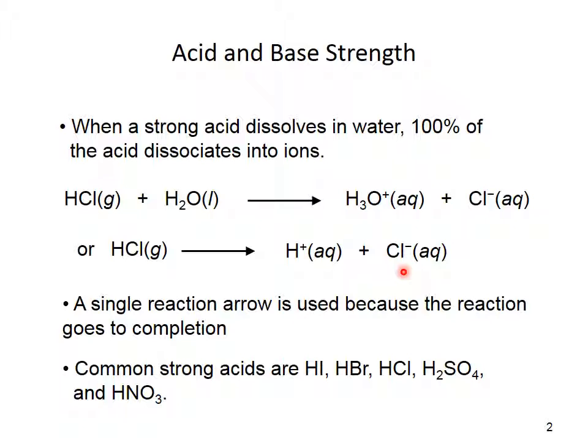And how do I recognize what is a strong acid? Well, there's a single arrow, and if I were to draw a picture of it, you would see all the ions separated, none of them stuck together. Common strong acids are hydroiodic acid, hydrobromic acid, hydrochloric acid, sulfuric acid, and nitric acid. You don't have to memorize those. I'm not going to ask you which are the strong acids, nor will I give you a problem where you have to know which are the strong acids.